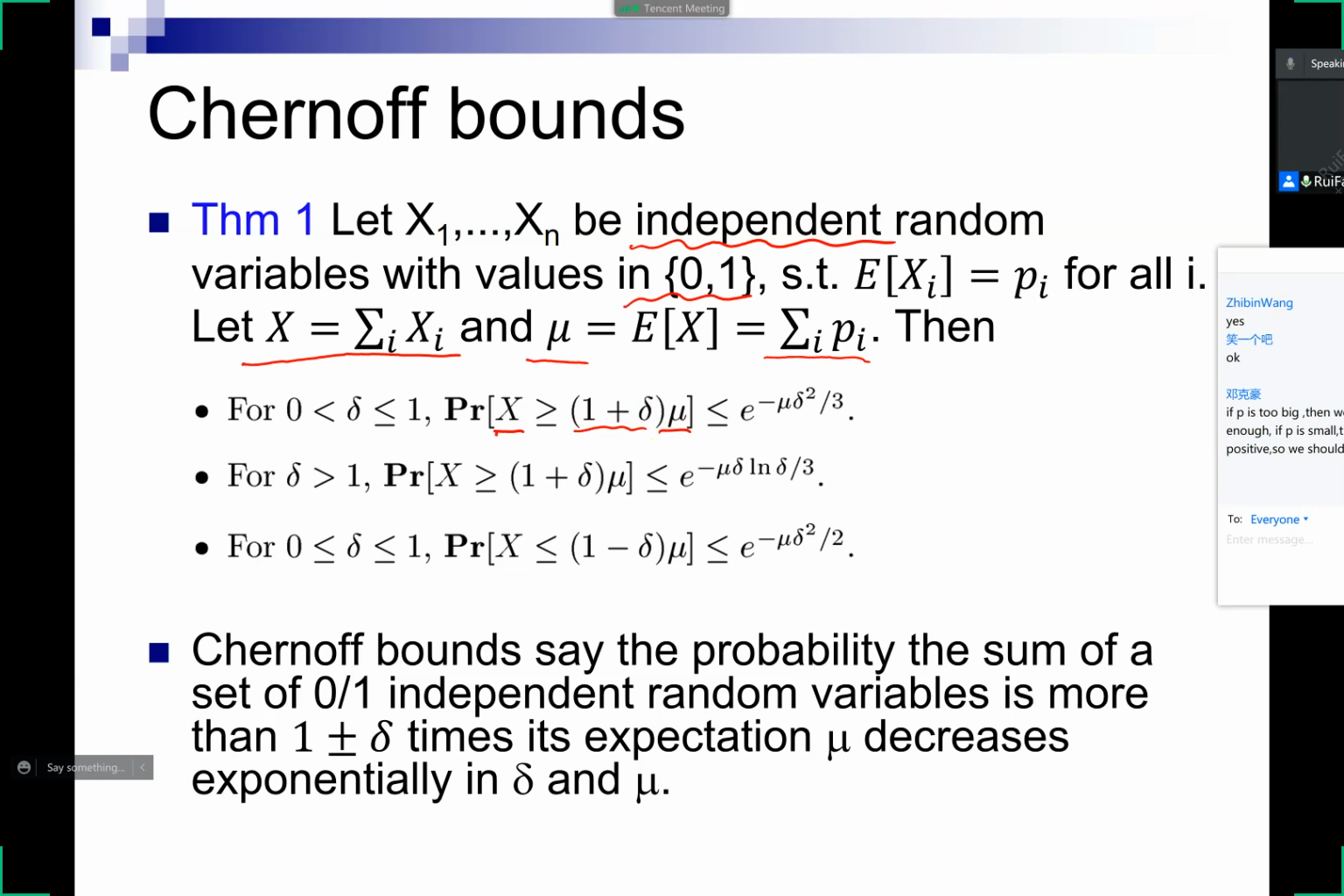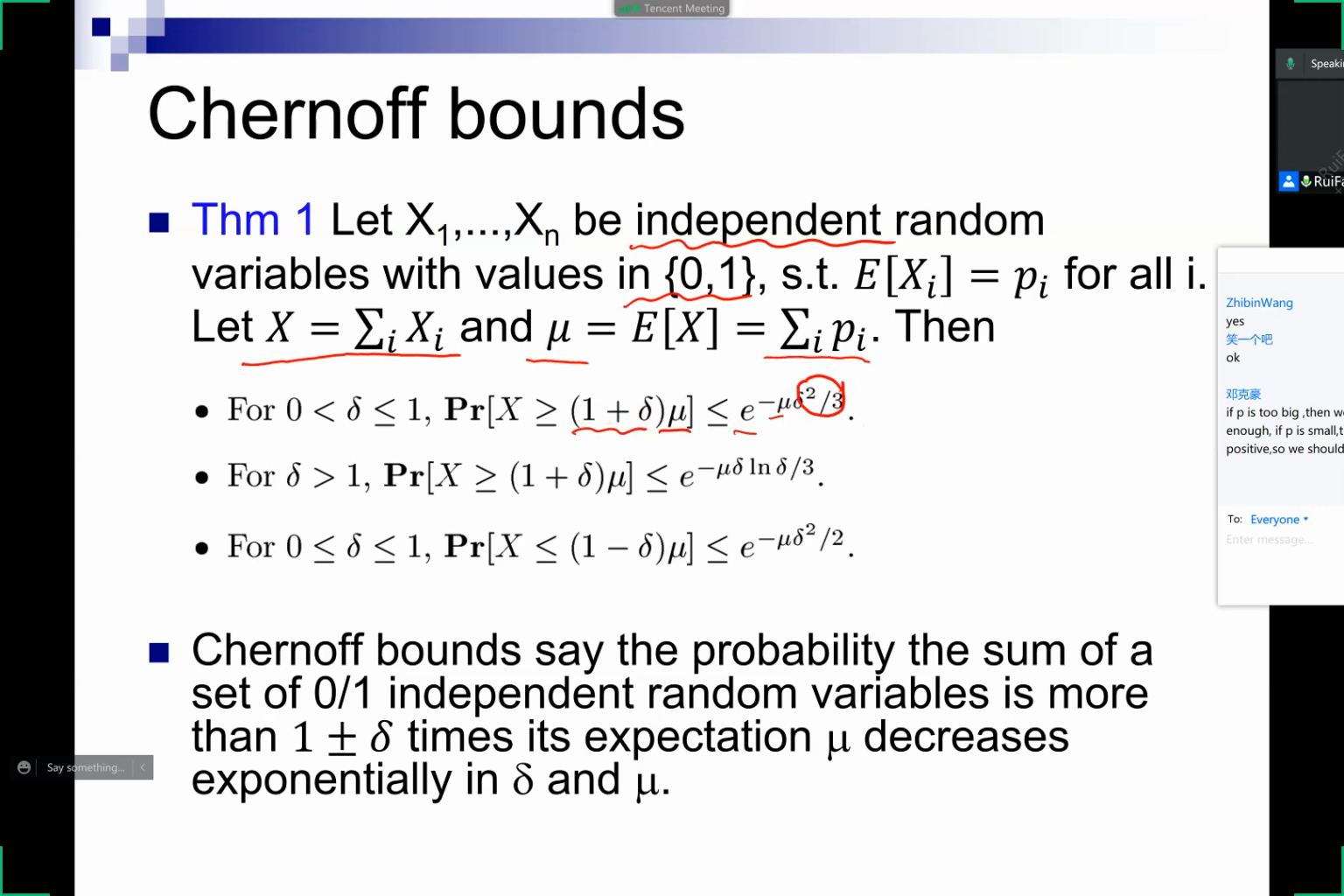Okay. Right, now, as I said, there are different versions of the Chernoff bound, and one thing it depends on is what your delta is. So if your delta is between 0 and 1, then the probability that your random variable is larger than your expectation by a factor of more than 1 plus delta is going to be at most e to the negative mu times delta squared over 3. Right, so this delta squared over 3 is just some sort of constant, right?